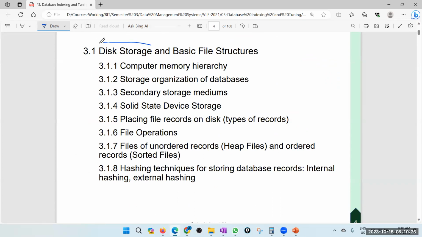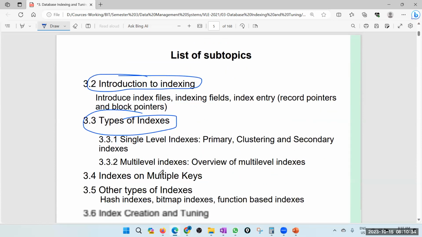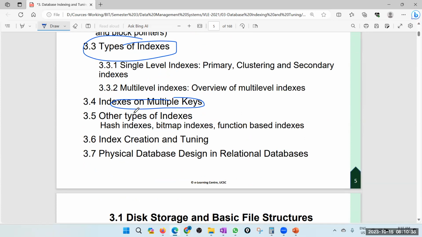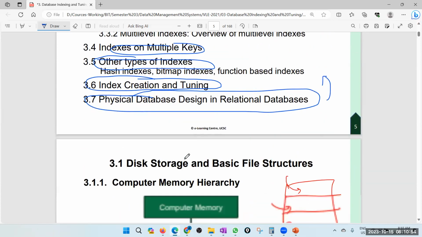First, we have the disk storage and basic file structures. Then we move on to the indexes, like type of indexes, right? Indexes for multiple keys, single keys, other special type of indexes, and of course, how to create indexes using SQL, and also the physical database design in relational database. Okay. So that is the use of the above knowledge.